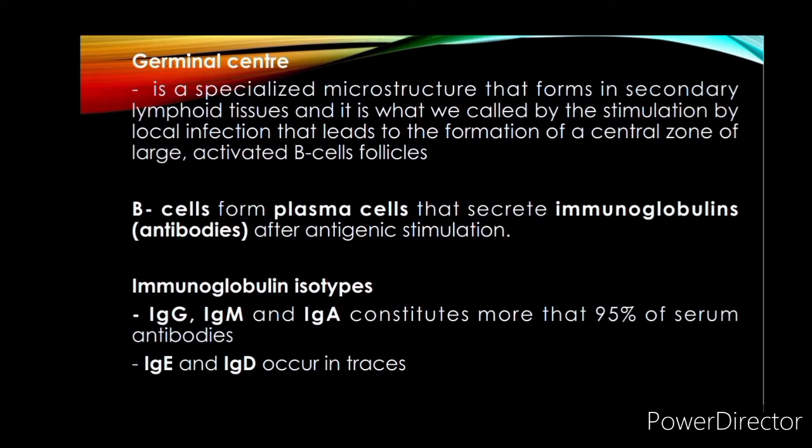So, after antigenic stimulation, the B cells form plasma cells that secrete globulins, or the antibodies. So, immunoglobulins in turn mediate humoral immunity. So, of the five immunoglobulin isotypes, IgG, IgM, and IgA constitute more than 95% of serum antibodies, whereas IgE and IgD occur in traces.